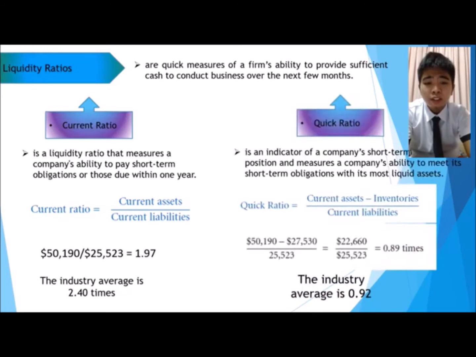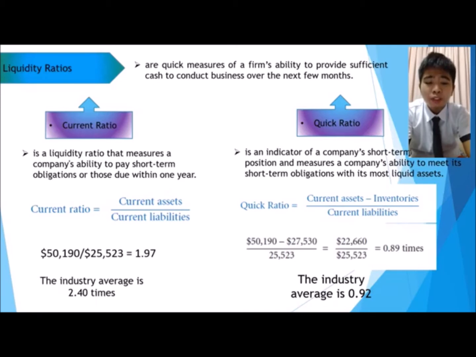The next is quick ratio. It's an indicator of a company's short-term liquidity position and measures a company's ability to meet its short-term obligations with its most liquid assets. It is similar sa current ratio, and the only difference is that the inventories are subtracted from the current assets because this ratio recognizes that inventories, especially work in process inventories, are often one of its least liquid assets. Quick ratio is sometimes called acid test.